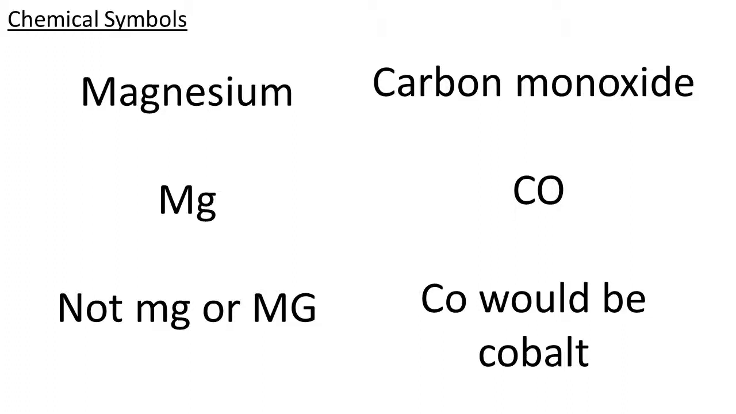These make sense. Mg for magnesium, that makes sense. Co for cobalt, that makes sense. There are some that don't seem to make sense. Pb, for example, is lead. Now, why would Pb be lead? Well, it comes from Latin. The Latin for lead is plumbum. There's Latin, there's Greek, there's other areas where some of these came from. Argentum, for example, is silver.